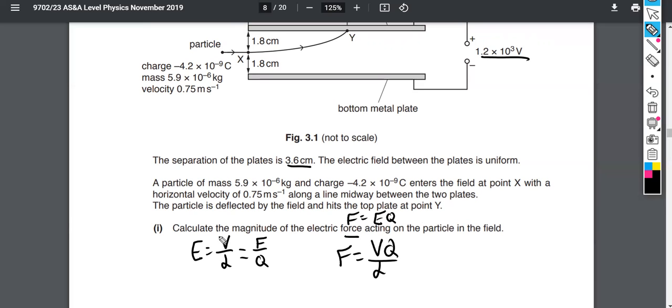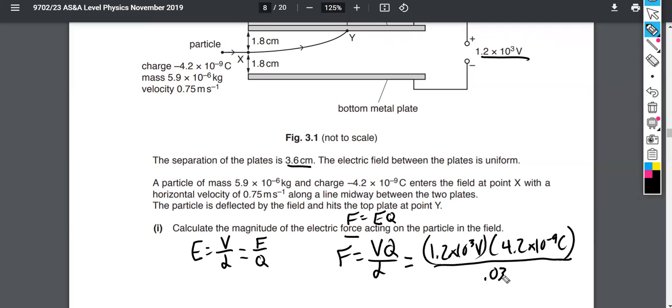You can either think about it as calculating the electric field first and then multiplying it by charge, or just multiplying it all together. We saw the same sort of working last week. So 1.2 by 10 to the 3 volts times the given charge of 4.2 by 10 to the negative 9 coulombs. If you want the negative in there, you can keep it. And then we have 3.6 centimeters, so 0.036 meters, right? We need to convert that to meters.